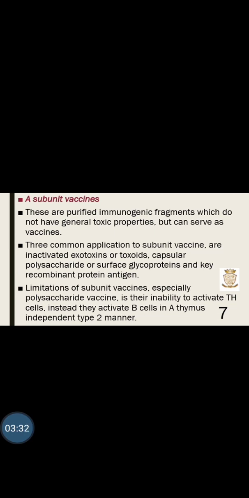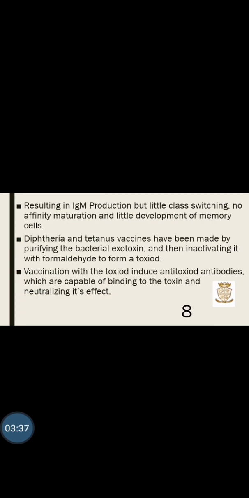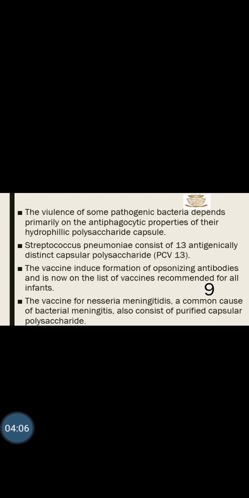Instead, they activate B cells in a thymus-independent type 2 manner, resulting in IgM production but little class switching, no affinity maturation and little development of memory cells. Diphtheria and tetanus vaccines have been made by purifying the bacterial exotoxin and then inactivating it with formaldehyde to form toxoid. Vaccination with toxoid induces antitoxoid antibodies which are capable of binding to the toxin and neutralizing its effect.